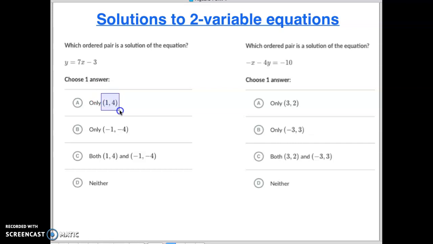You should know this is your x and your y coordinate. So we're going to plug 1 in for x. If I plug in 1 for x, 7 times 1 is 7. 7 minus 3 is 4. So y equals 4. Hey, y equals 4. It works. So this one works.